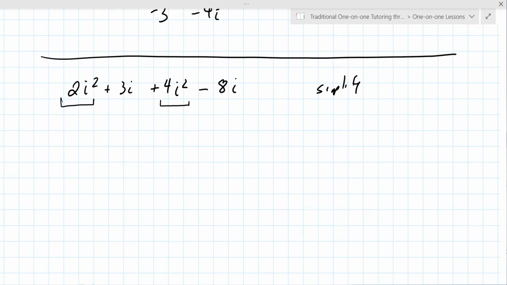-6 minus 5i. I believe that's correct. Yeah, so -6 minus 5i. Perfect. Okay, so not too bad here.